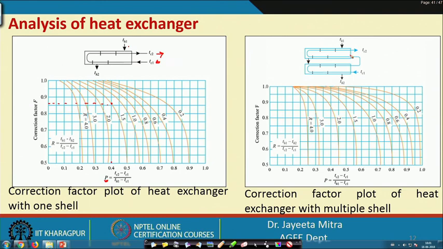Similarly, correction factor plot of heat exchanger with multiple shell. So, this is 2 shell pass, 4 tube pass, right. In this case also charts are available. In similar fashion we can calculate the P value and R value, and from the chart we can find what will be the correction factor. So, this correction factor will be included in our equation, that is U A delta T m, and then we can calculate the exact amount of heat transfer.